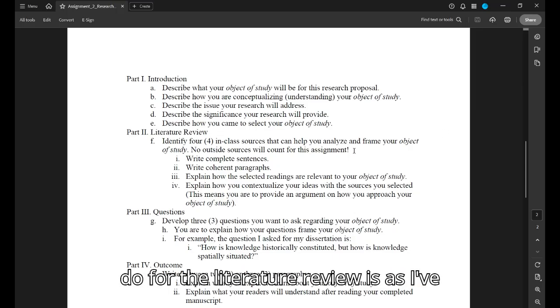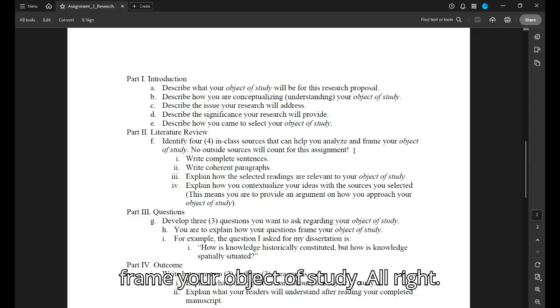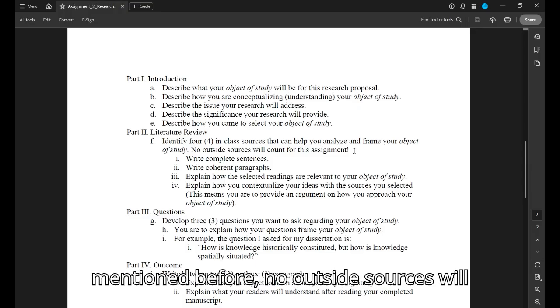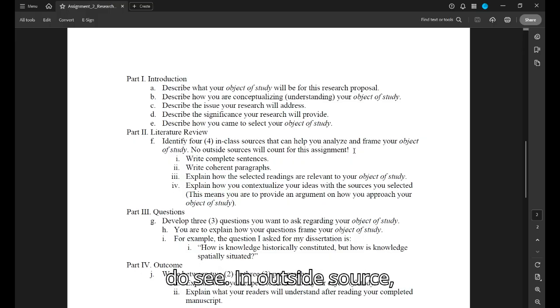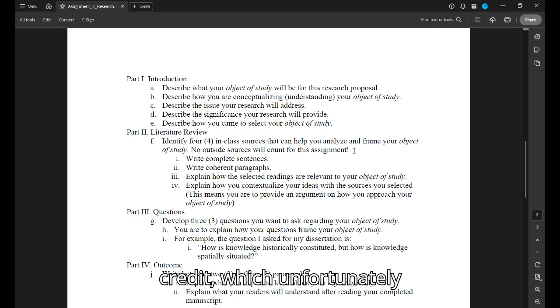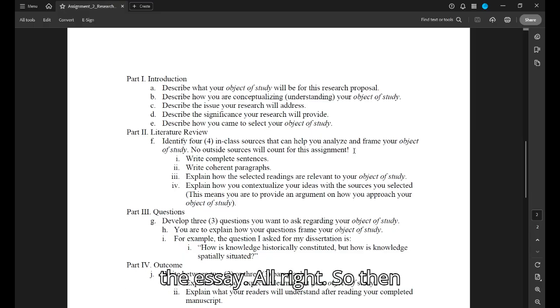So what you're going to do for the literature review, as I've written here, is identify four class readings or sources that are going to help you analyze and frame your object of study. All right. And for this particular assignment, as I mentioned before, no outside sources will be counted. If I do see an outside source, that source is not going to receive credit, which unfortunately is going to impact the overall score for the essay.